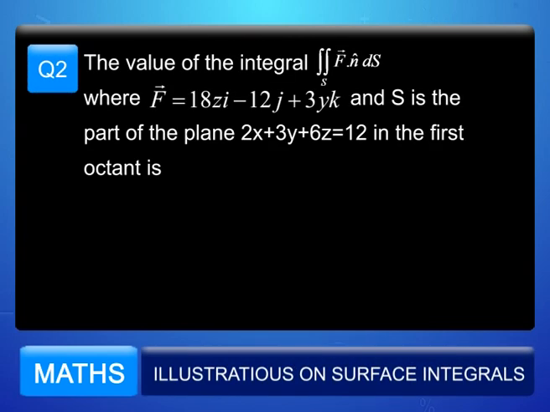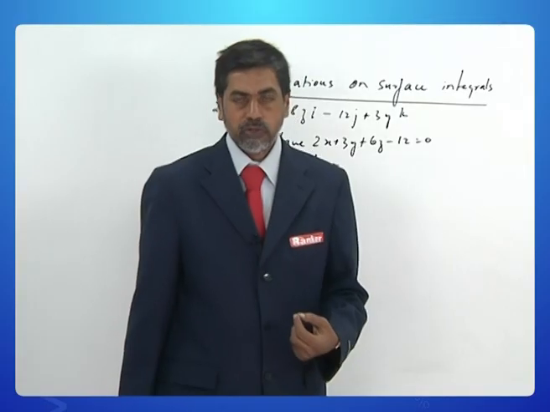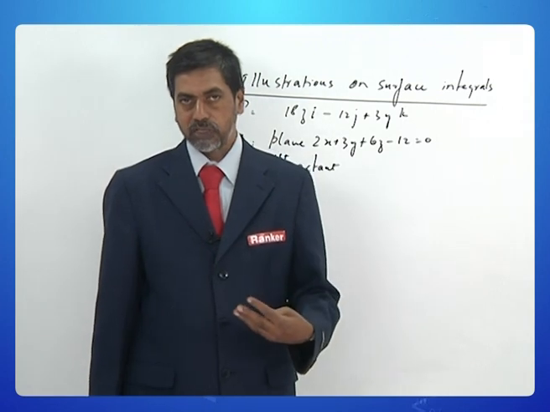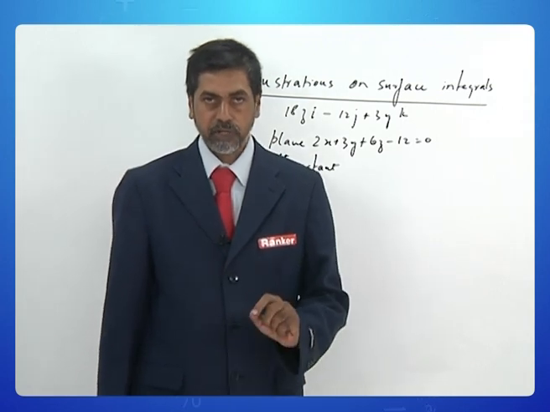Let's see the next question. Question number 2. What is the value of the surface integral f dot n cap ds, where f = 18z i minus 12 j plus 3y k, and S is the part of the plane 2x plus 3y plus 6z = 12 in the first octant. We know a plane is an open surface, therefore this is to be done by direct evaluation.